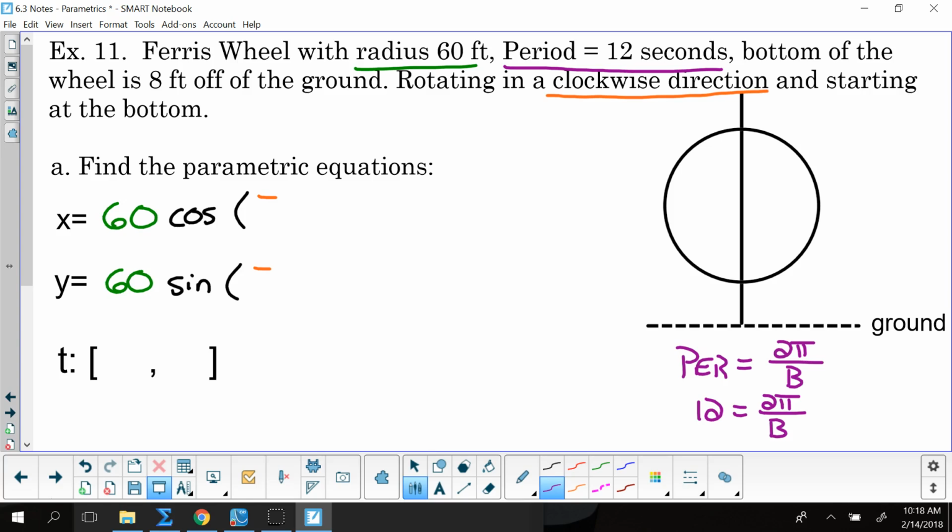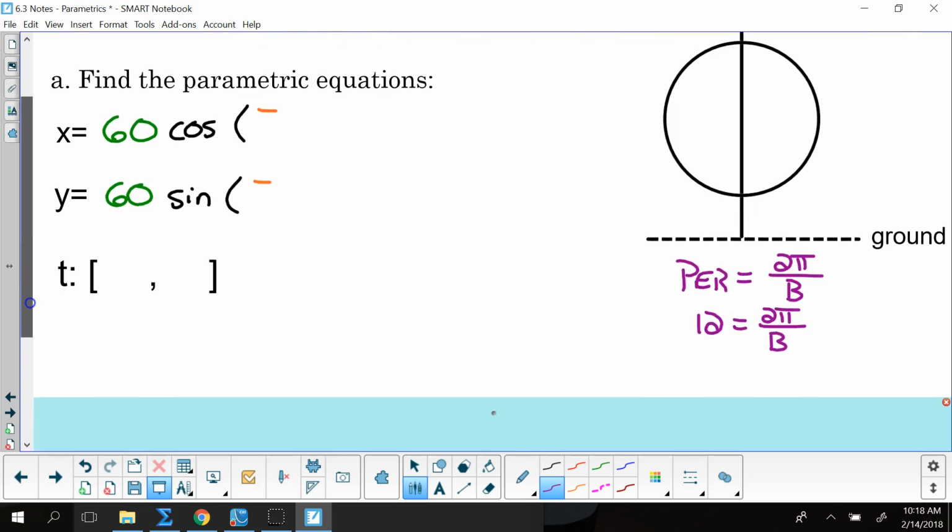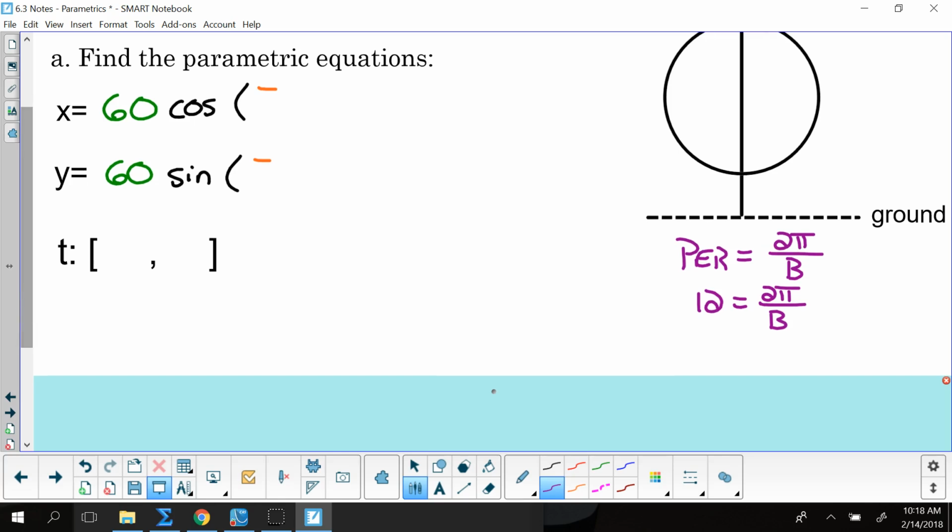Okay? So it's negative b because of the clockwise direction. The period we're figuring out right now. Period is equal to 2 pi over b. So 12 equals 2 pi over b. So b is equal to 2 pi over 12, or just pi over 6. Right?